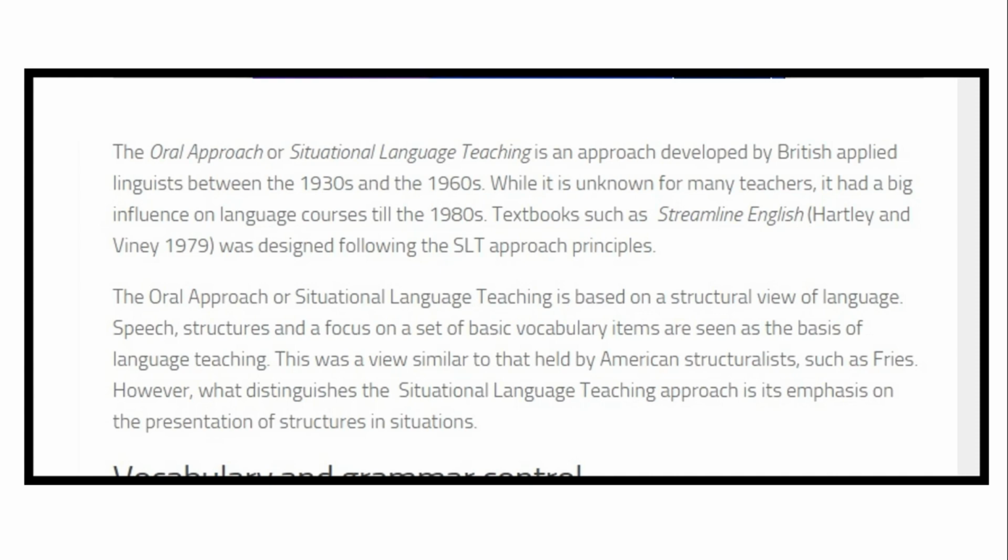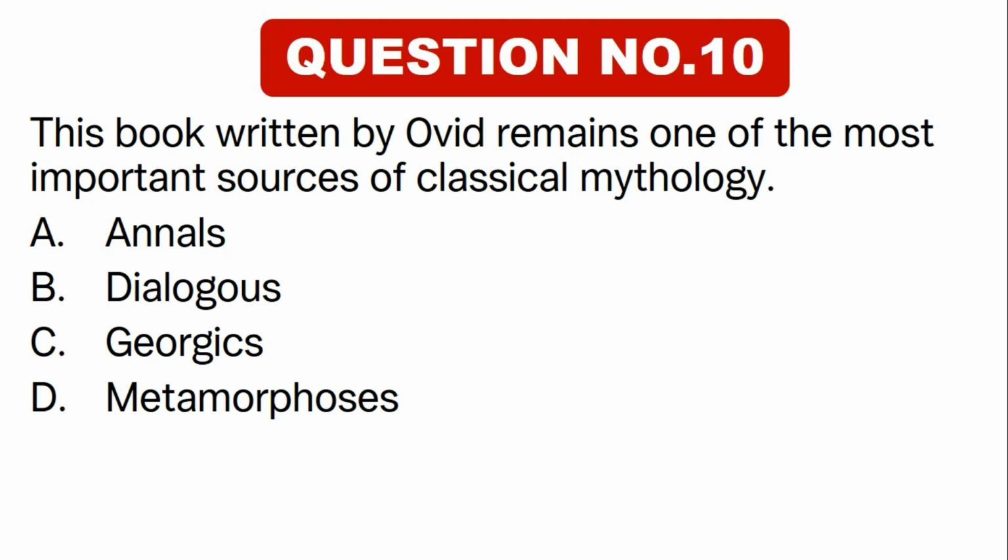And number 10, this book, written by Ovid, remains one of the most important sources of classical mythology. A. Annals, B. Dialogus, C. Georgics, D. Metamorphoses.